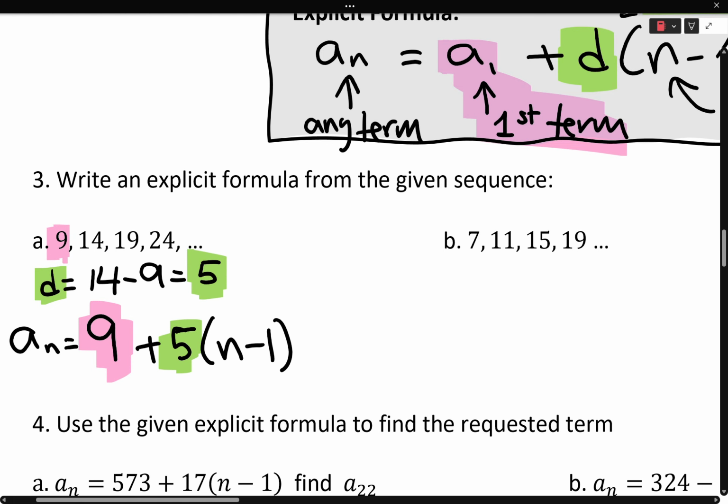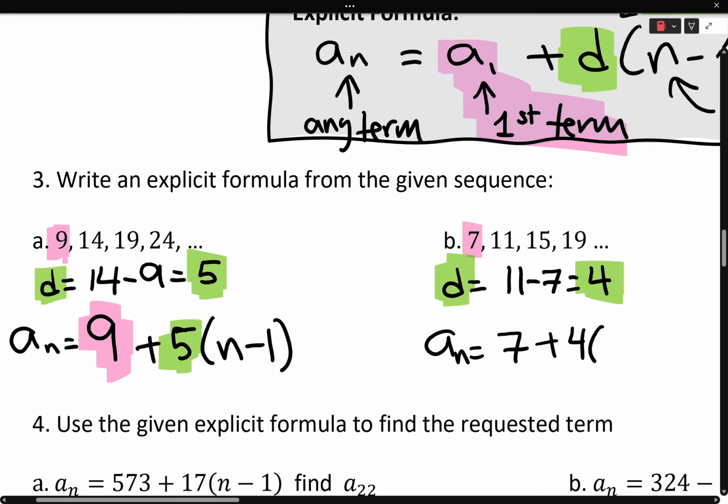First, let's find the common difference. To do that, I do 11 minus 7, so that's 4. And our first term is 7. Cool. Let's write the formula. a_n equals 7 plus 4 times (n minus 1).